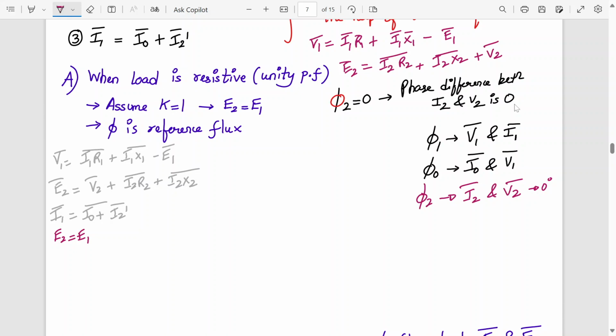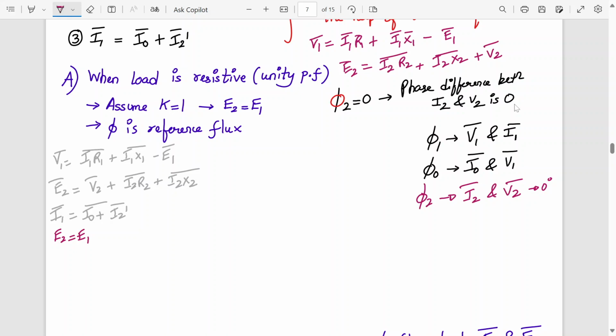V1 is there, V2 is there. Here we cannot say V1 is equal to minus of E1. It's not true because they are related by this equation. Last time this R1 X1 was not present, so that's why we could have written V1 as minus of E1, and E2 as V2. But here it is not the case. So be careful on that front.